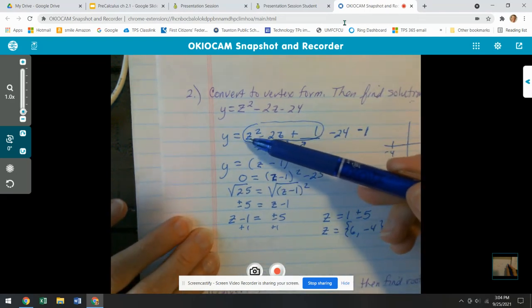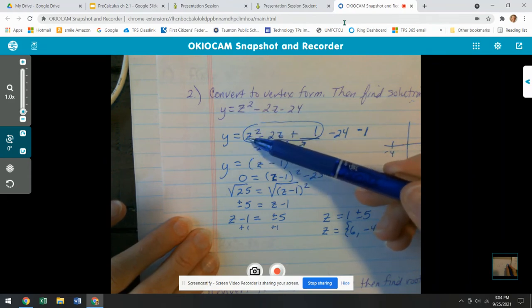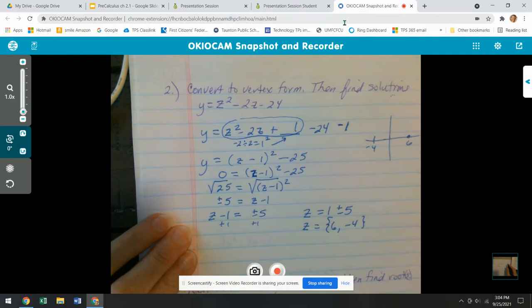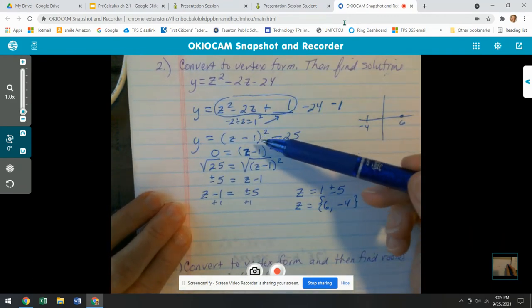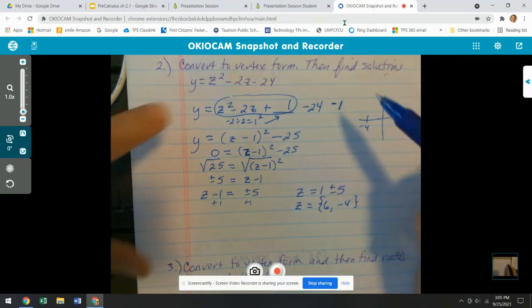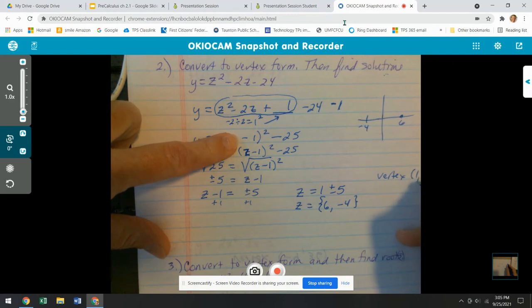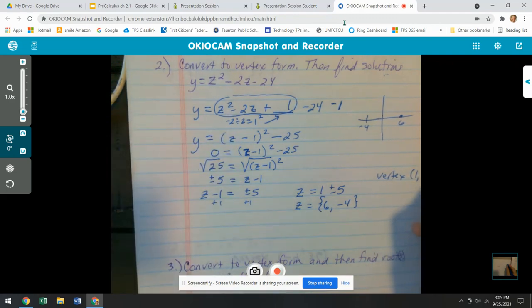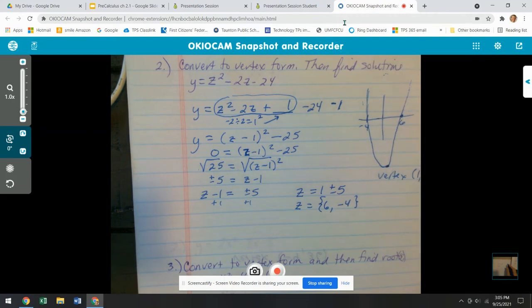Remember I said the a value tells us whether it opens up or down. There's no number in front of the z, so our a value is understood to be 1. So we know that this parabola does open up. And the vertex is at 1, comma negative 25. So it'd be way down here somewhere. But we could sketch it really quickly. We know that our parabola would hit the vertex and bounce right back up.